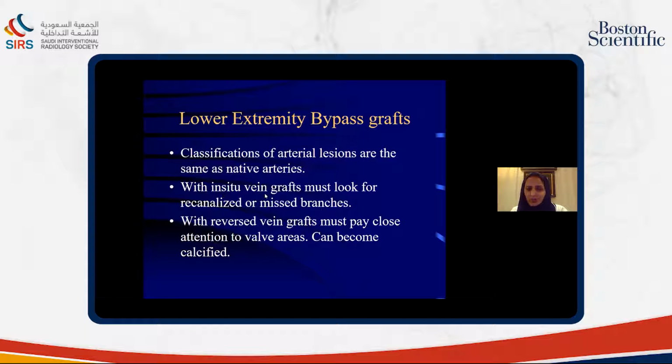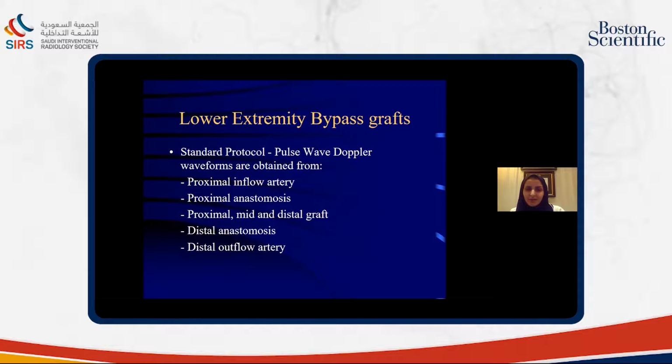With in situ vein graft, we must look for recanalized or missed branches. For reversed vein, we have to look for the valve itself being calcified, because we might see it calcified. So we might mention there's something abnormal, and maybe the valve itself.